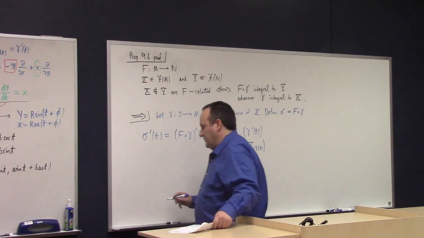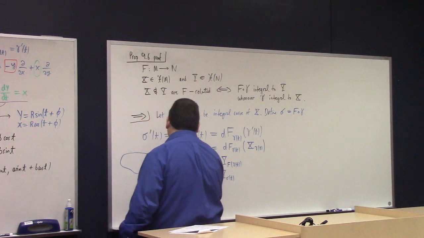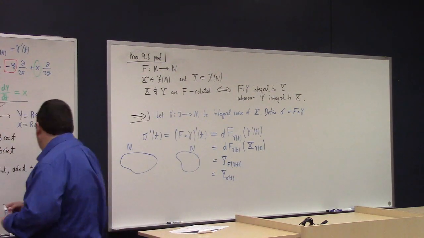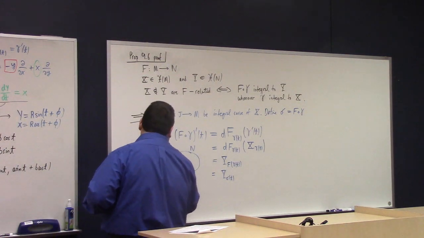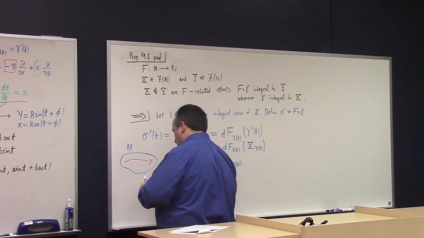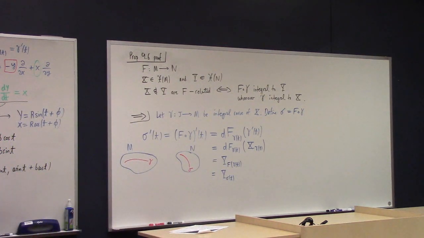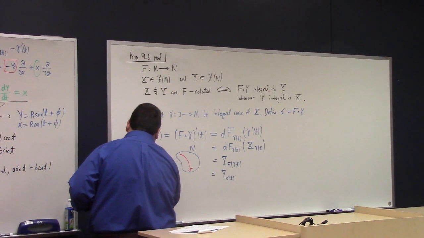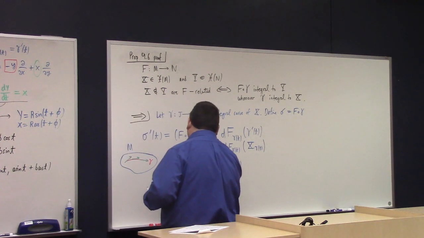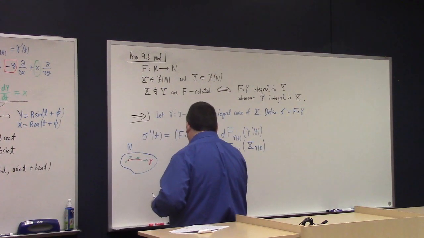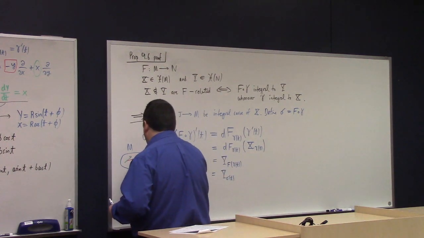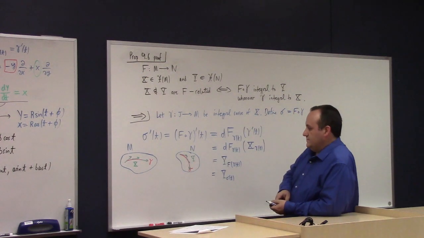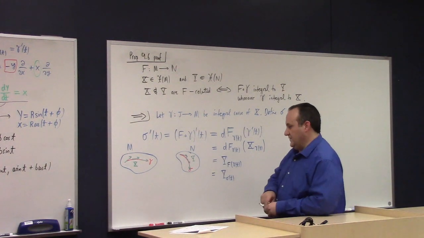So what this is saying, pictorially, if this is M and this is N, then you've got this is your gamma and this is your sigma. X would look something like this if I was to plot it, and Y would look something like this if I was to plot it. And of course, F goes from here to here.